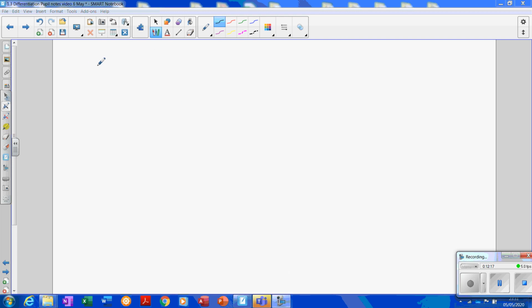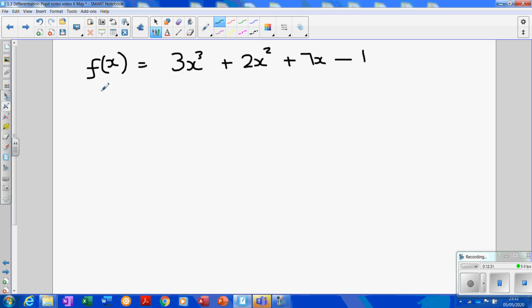Okay, a few more. So f(x) is equal to 3x to the power of 3 plus 2x to the power of 2 plus 7x minus 1. So f dash x is equal to 3 3's are 9, x to the power of 2. So multiply by the power, take 1 away from the power. 2 times 2 is 4x to the power of 1, which just becomes 4x. And 7x, x to the power of 1, take 1 away from the power, becomes x to the power of 0. x to the power of 0 is 1, so it's just plus 7, and numbers disappear.